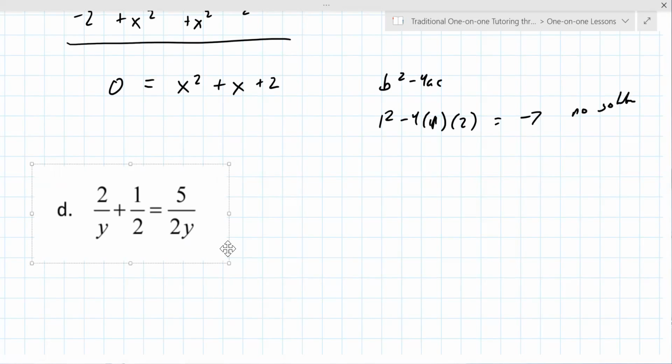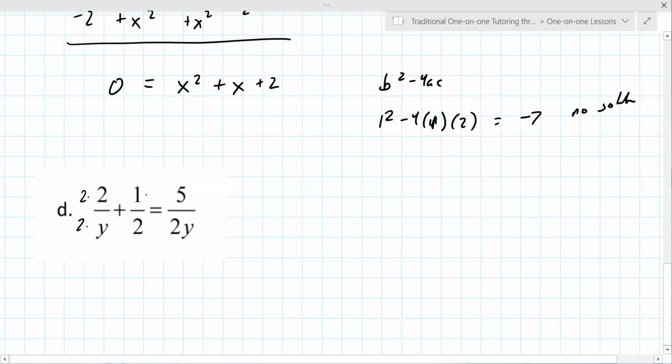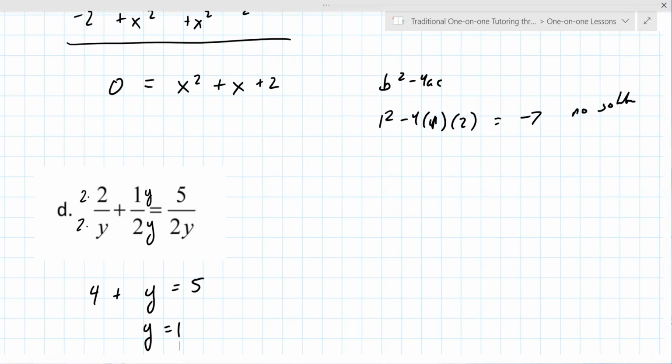Okay, so how about this one? What are we looking for in terms of the bottom number? 2y. Yep. So to get to 2y, you multiply the first one by 2, the second one by y, and then the third one we have it. So it's 4 plus y equals 5. Y is 1. Okay. And we didn't do the whole excluded thing, but we didn't have to worry about any of these.